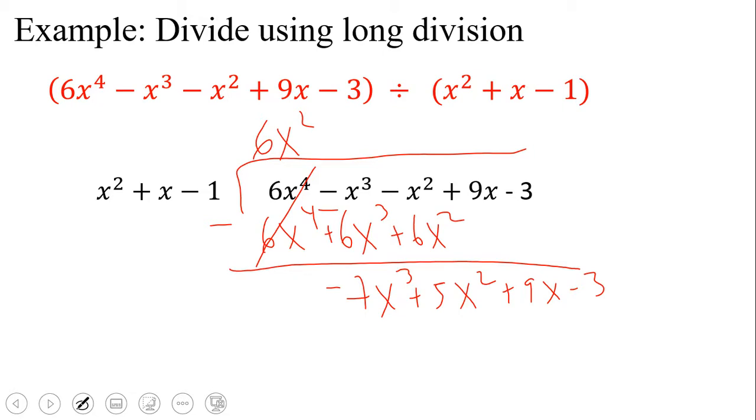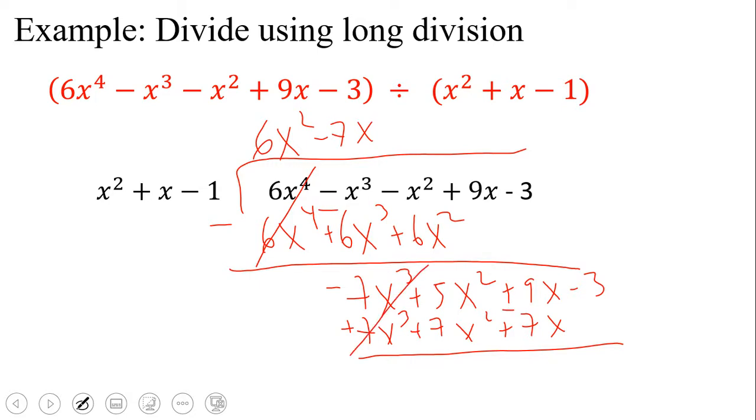X squared times what gives you -7x cubed? That would be -7x. Multiply times everything in the divisor would give you -7x cubed, -7x squared, and then positive 7x. Draw the line, change the signs. The cubes are gone. 12x squared. 9 minus 7 is 2x minus 3.